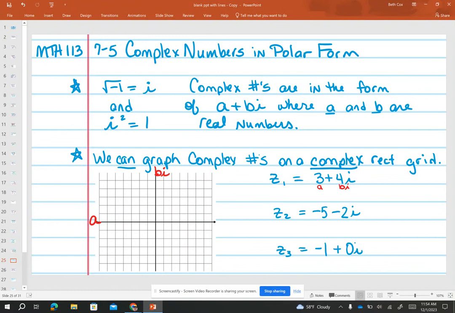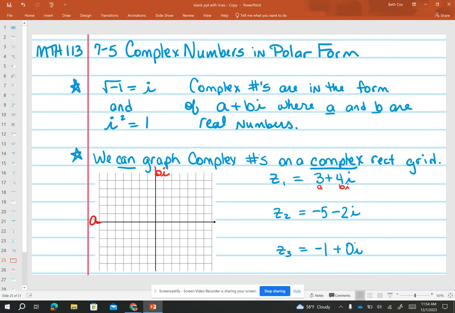Complex numbers are in the form a plus bi, where a and b are real numbers. Remember what i is. i is the square root of -1, and i squared is -1. You should be familiar with complex numbers. You do this every time you take the square root of a negative. So we're going to, for the first time, talk about graphing complex numbers.